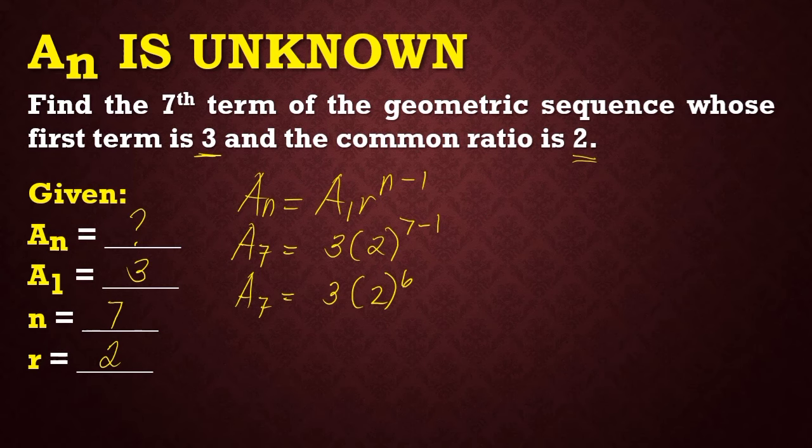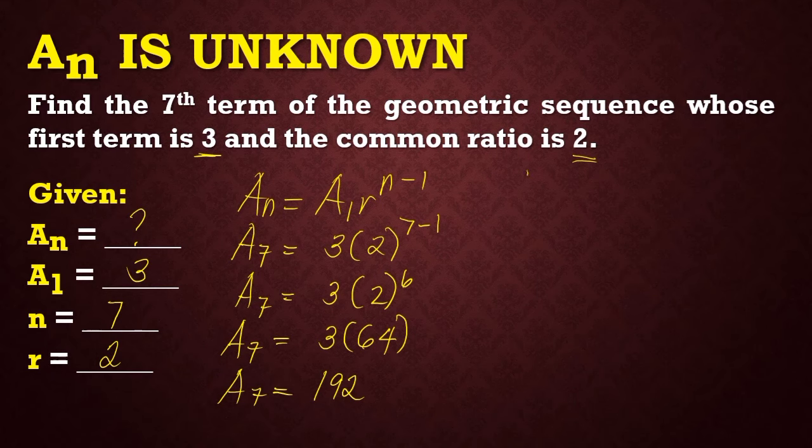Kapag ganito po, meron po tayong parenthesis dito. Una muna po natin i-express yung nasa parenthesis, tsaka natin i-multiply sa 3. Hindi po pwedeng i-multiply yung 3 times 2, 6 and then raised to 6. So, yung 2 raised to 6 muna, tapos times 3. So, a sub 7 is equal to 3 times 2 raised to the 6th power, that is 64. Tsaka pa lang natin i-multiply sa 3. So, a sub 7 is equal to 192.